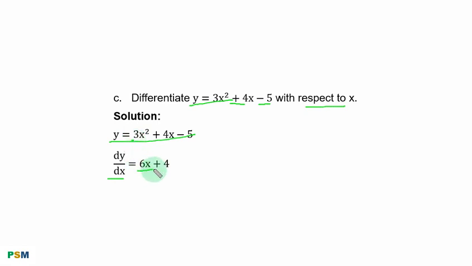That is 6s. Plus the power here is 1 times 4 is 4. If you subtract 1 from 1, here becomes s power 0, which is 1. The differential of a constant is 0. So dy/ds is equal to 6s plus 4.